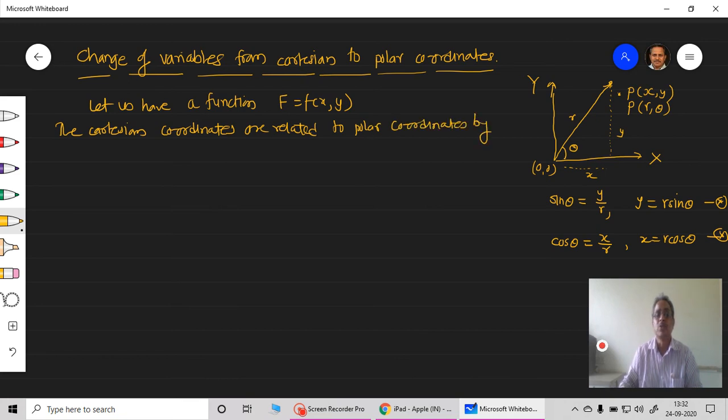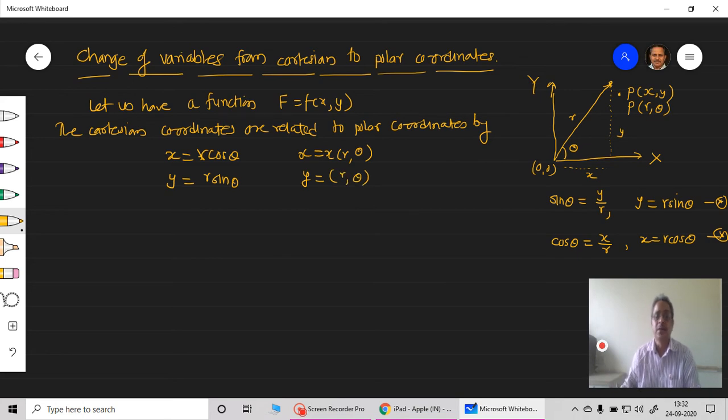These are the equations we have written earlier. So x is given to be r cos theta. So I can write this relationship: x is a function of two independent variables r and theta, and y is given by r times sine theta. This is r. So here also I can write another relationship: y is a function of r and theta too.